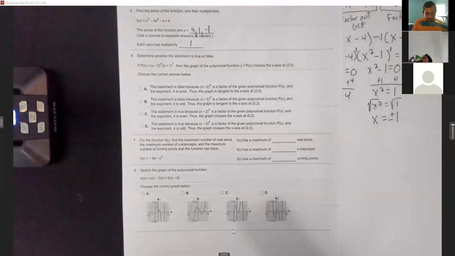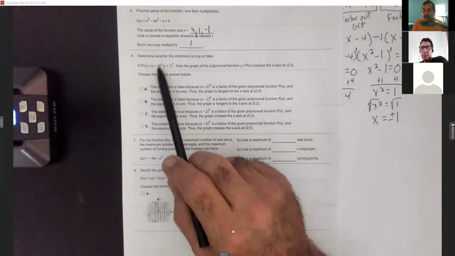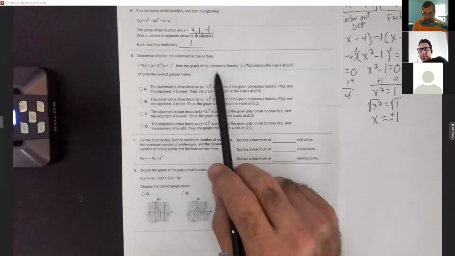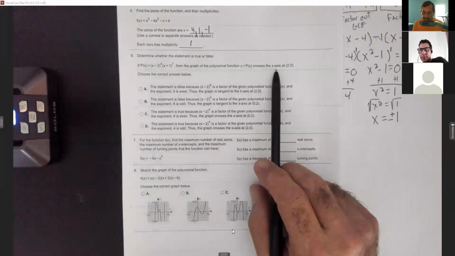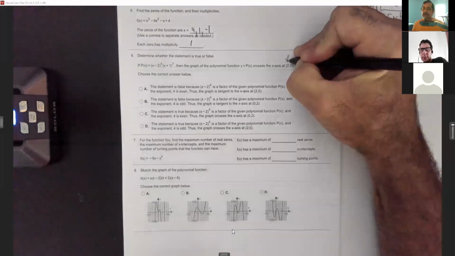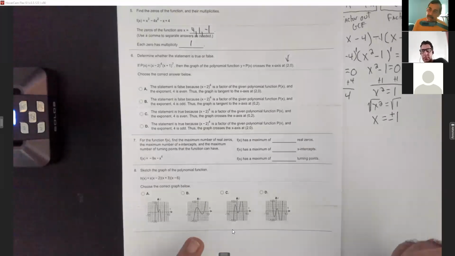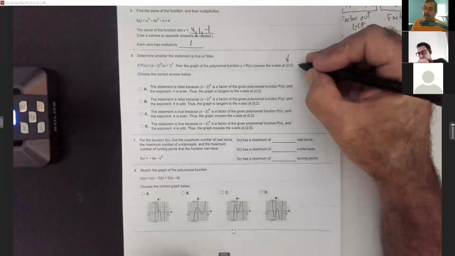All right, y'all, true or false? If P of x equals (x minus 2) to the 4th times (x plus 1) to the 7th, then the graph of this polynomial function, y equals P of x, crosses the x-axis at (2, 0). So they're looking at (2, 0), and they want to know if we're going to cross at that point or not. So remember, for it to cross at that 0, the exponent has to be odd.